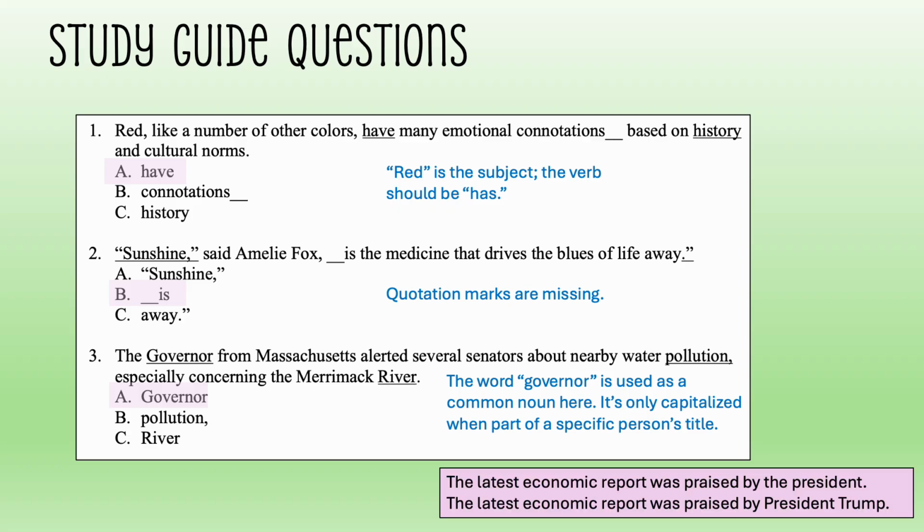If you want to see some more examples, you can look down here. "The latest economic report was praised by the president." Not named, just the president. It is a common noun in that instance. But compare that to the next example. "The latest economic report was praised by President Trump." Now we have a full title, a full name, so that gets capitalized because it's a proper noun in that case.